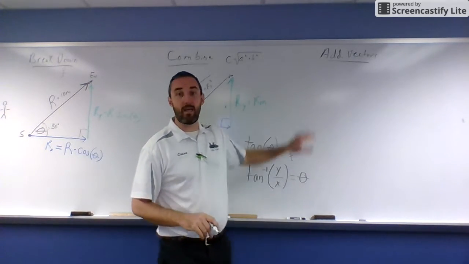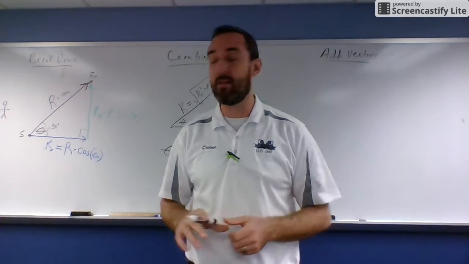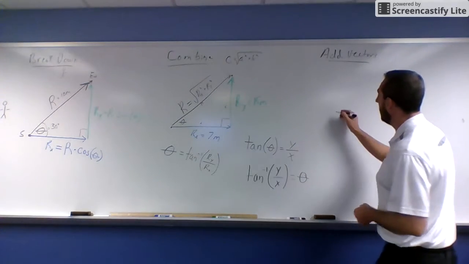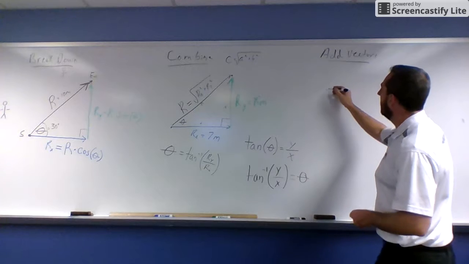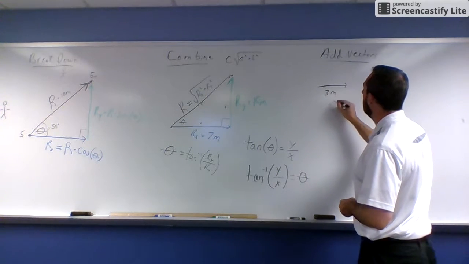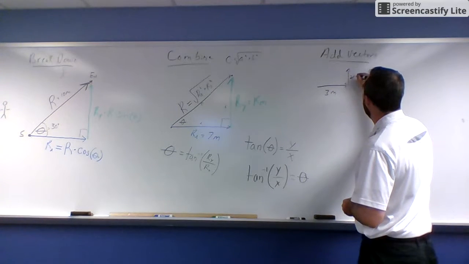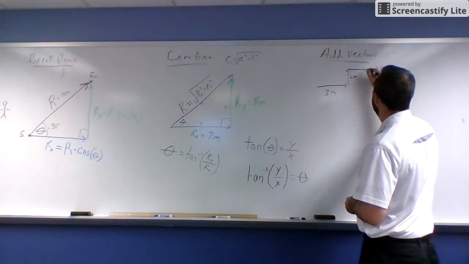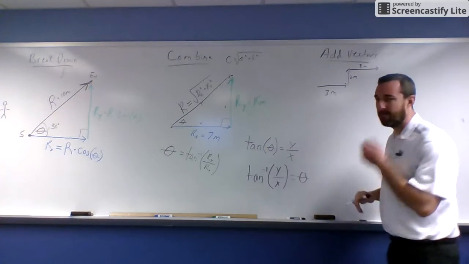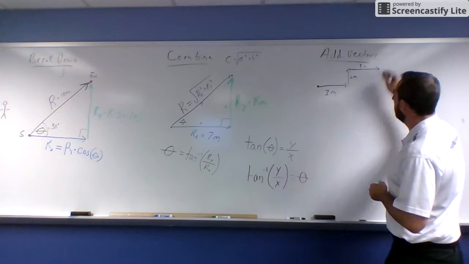Now the last thing we're going to do is add them. And for this first example, we're going to use a pretty simple system. Let's assume that I have, let's do two. Let's say I have this trip where I go over 3 meters in the x, then I go up 2 meters in the y, and I go over 3 meters again in the x. Well, my starting point is here, my ending point is here.